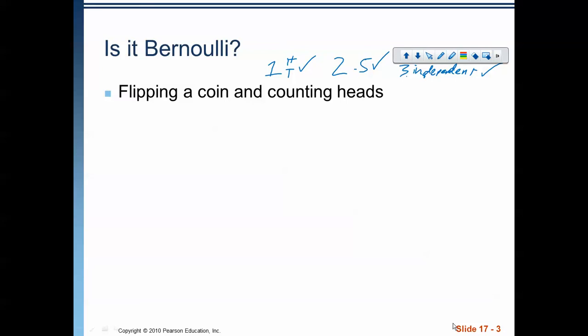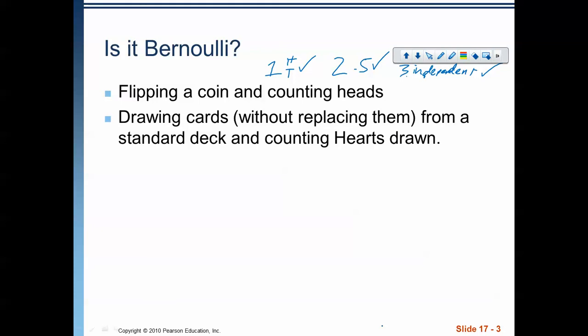I want to do one more of these together here, and then I want you guys to pause the video and do the rest on your notes and then come back to it. So, drawing cards without replacing them from a standard deck and counting the hearts drawn. Okay, so one, are there two possible options? Hearts, not hearts. Yes, that works.